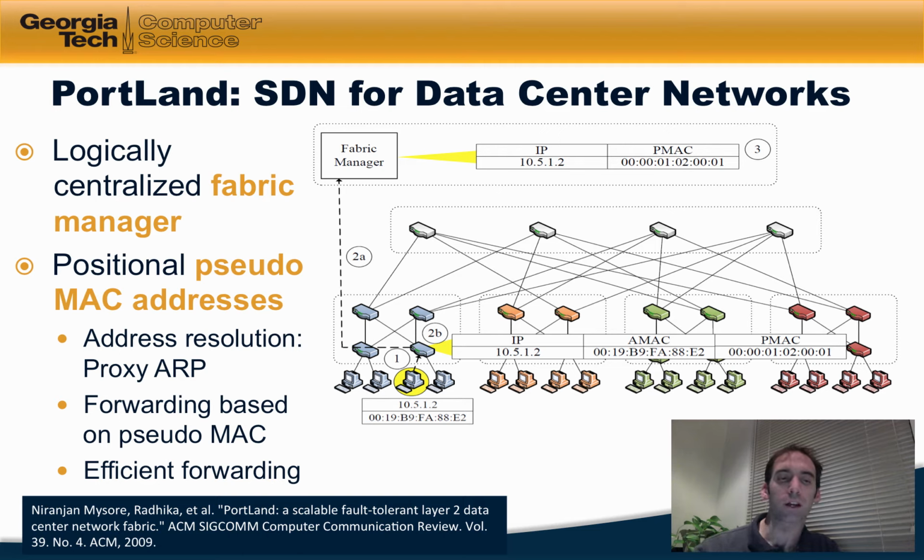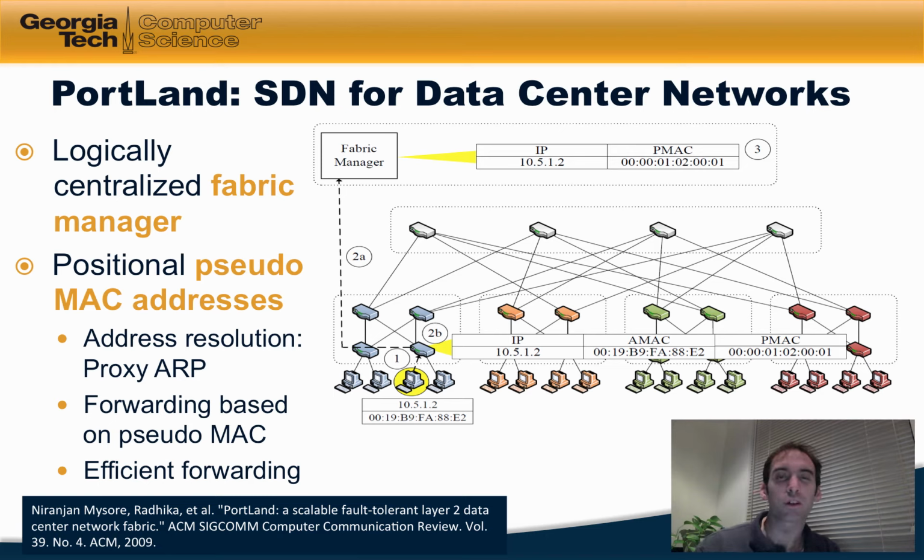In the Portland architecture, each host has what is known as a pseudo MAC address. The pseudo MAC address is hierarchically structured such that all of the servers in the same pod have the same prefix on their pseudo MAC address. This stands in contrast to a conventional MAC address, which is completely flat. The hierarchical structure of the pseudo MAC addresses allows switches to forward traffic towards the appropriate pod or region of the data center simply based on the structure of the MAC address.